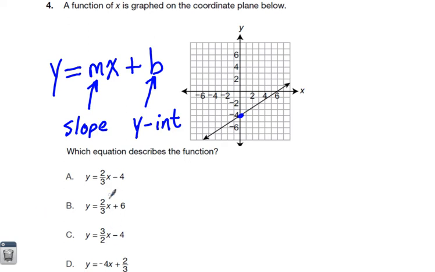You could then look at this and go, well, that narrows it down to A and C right away. Which, sure, let's even do that. So it's definitely not B and it's definitely not D, just based on which equations have the correct y-intercept, just from looking at the graph. Now it's a matter of, does this line have a slope of 2/3 or does it have a slope of 3/2? Remember, slope is rise over run. Okay?